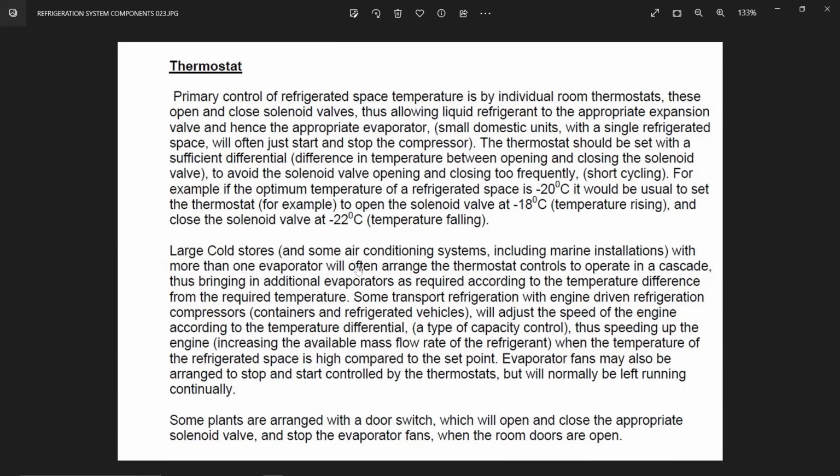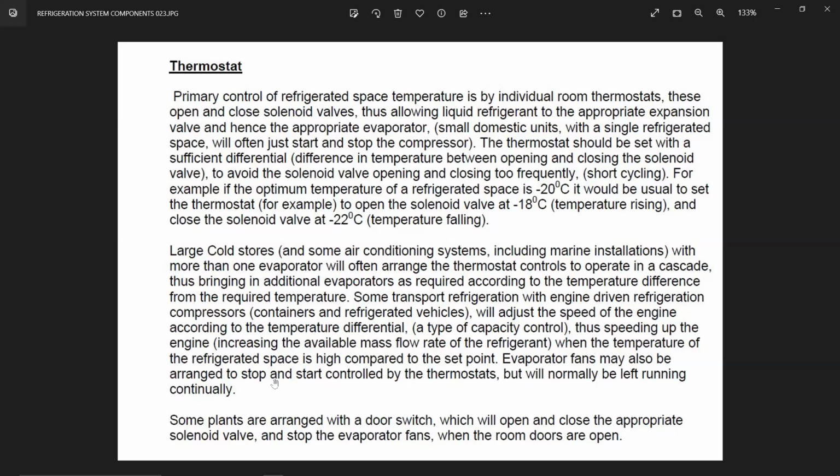Large cold stores and some air conditioning systems, including marine installations, with more than one evaporator will often arrange the thermostat controls to operate in a cascade, thus bringing in the additional evaporators as required according to temperature difference. Means अगर आपको requirement है तो और additional evaporators को भी system में ला सकते हैं. Cascading system means as one fails, the other one takes over, and it is basically going over and over that. Some transfer refrigerant with engine-driven refrigerant compressors, not important.